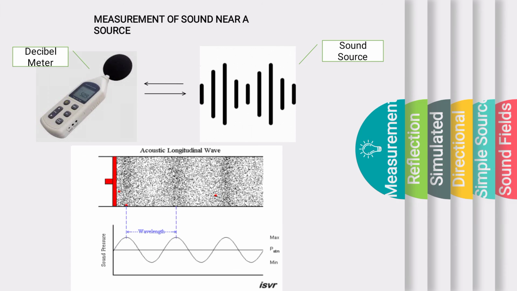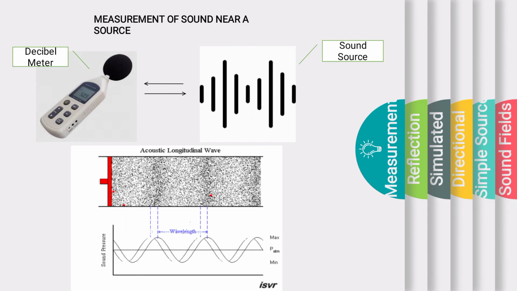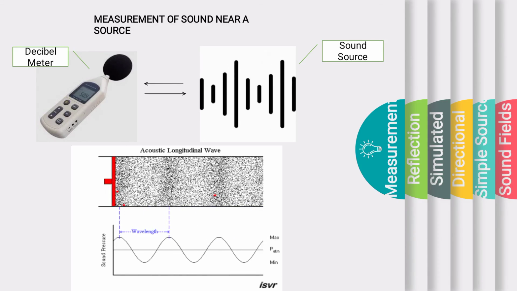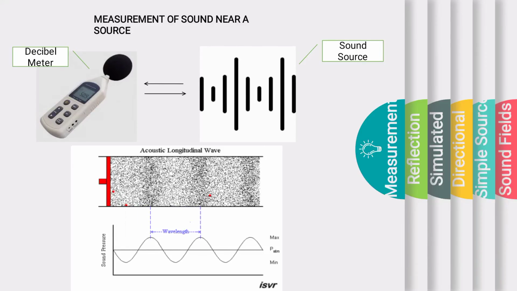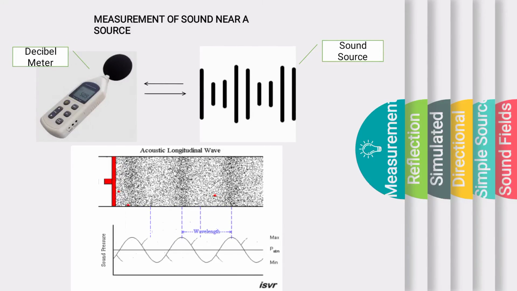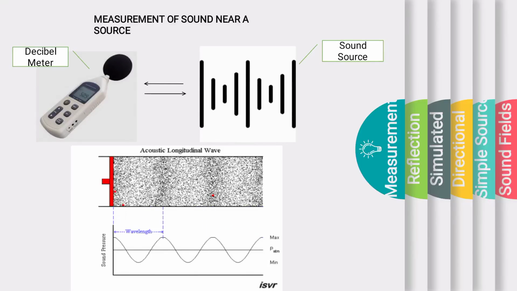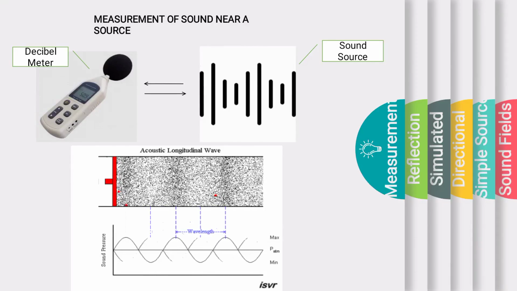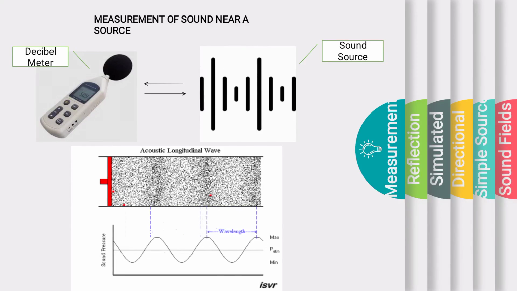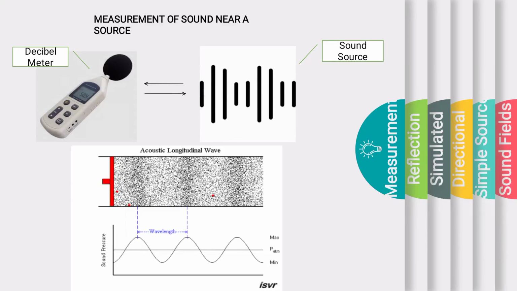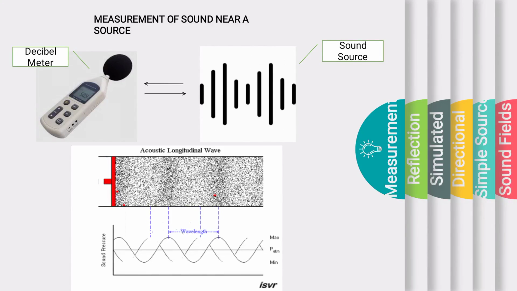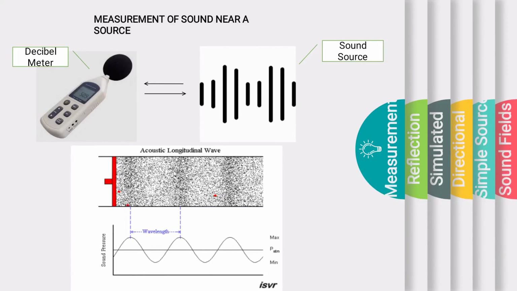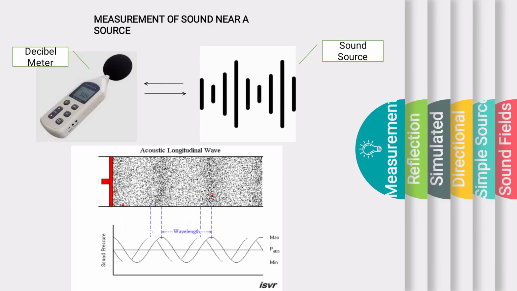Next is the measurement of sound near a source. The device used in measuring the sound level is a decibel meter, as you can see on the left side of the screen. It may be suspended in an anechoic room. This measurement microphone is frequently set at a series of positions spaced 1 meter from the major surfaces of the device. The observer should not be close to the microphone when the measurement is made.